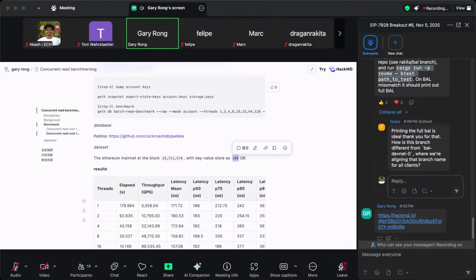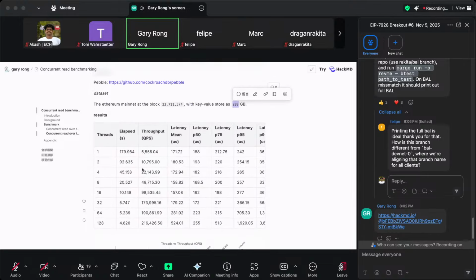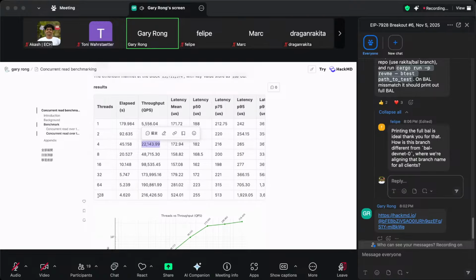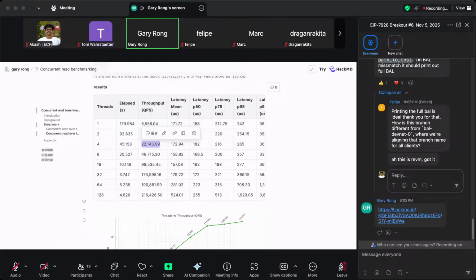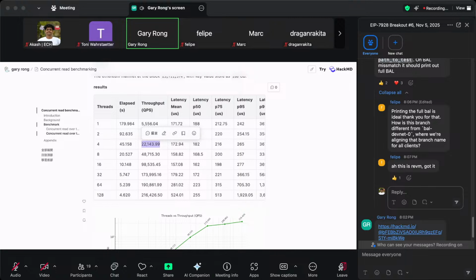And yeah, with 4 threads, the QPS is around 22K. And if we give 128 threads, the QPS can go up to 200K. So it's 10x faster. And this number totally changed my mind, and I think it's worthwhile because it is 10x faster for this particular real heavy scenario.